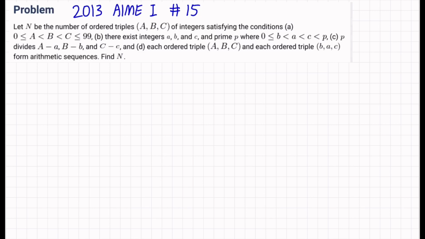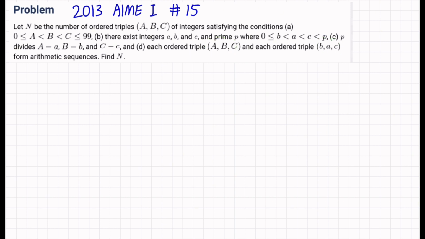Hello, today we're going to be looking at number 15 of the 2013 AIME I. The problem goes like this: find the number of ordered triples (A, B, C) of integers that satisfy the conditions. First, A, B, and C are between 0 and 99, and there exist integers a, b, c and a prime P such that P divides these three differences. And lastly, each ordered triple (A, B, C) and (b, a, c) forms an arithmetic sequence.